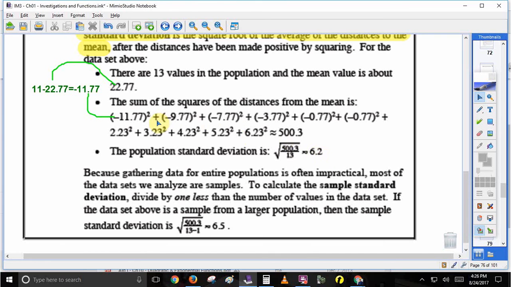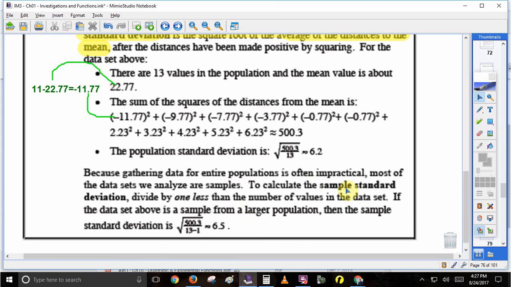So if you have 1,000 data points, you're not sitting there entering each of these individually, squaring them, adding them up, dividing by the total, taking the square root. You just put all the data in a spreadsheet or in a calculator and have it spit it out for you.